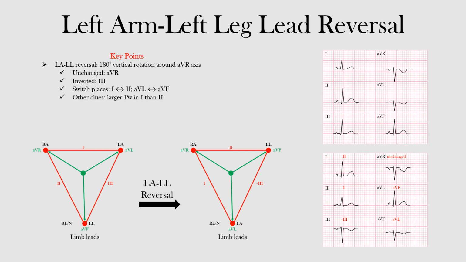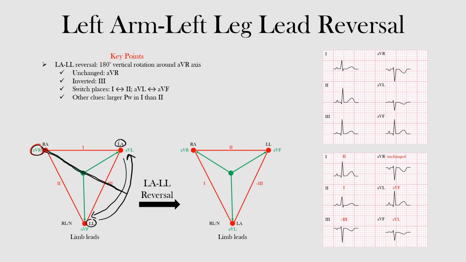Here we'll be looking at what happens when the left arm and the left leg electrodes are reversed. In other words, there's a 180 degrees vertical rotation around the AVR axis. So the one that's not changing here is AVR. AVR is what we're going to rotate everything around. So imagine AVR here. And what we're going to switch is the left arm and the left leg. So left arm and left leg switching positions, and they're rotating around this axis here as AVR.